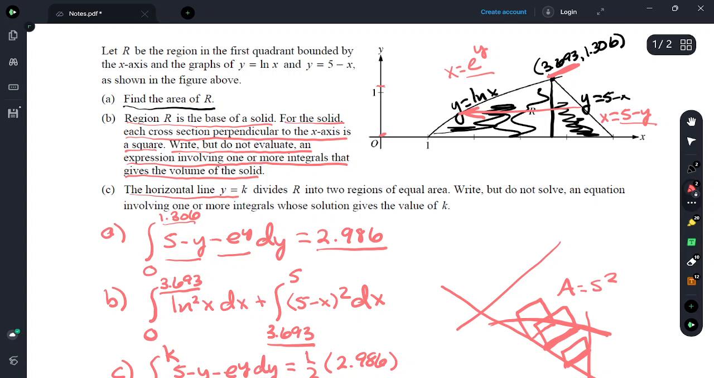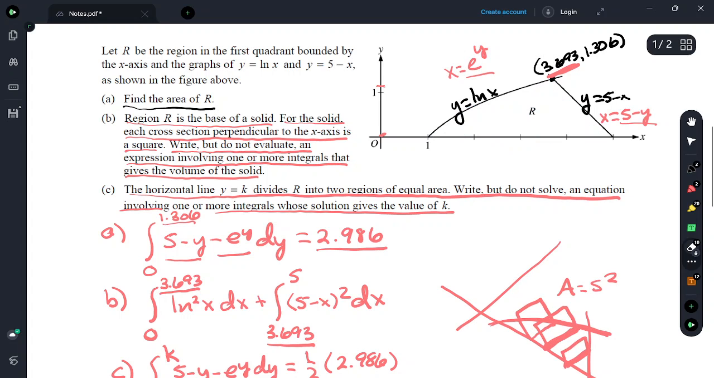The horizontal line y equals k divides R into two regions of equal area. But do not solve an equation involving one or more integrals whose solution gives a value of k. So I know we got a mess here. But what they're saying is we're going to find this line that cuts the area in half, somewhere here, k. So we're going to integrate from 0 to k, and we're going to go right minus left. So here's right minus left. And we know that the area is 2.986. We just need half of that.